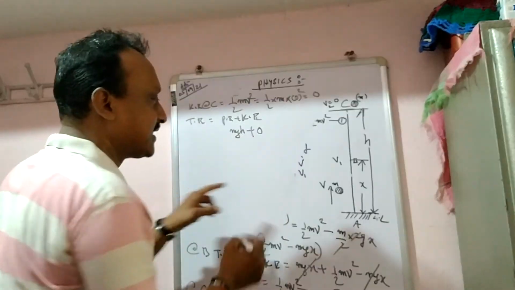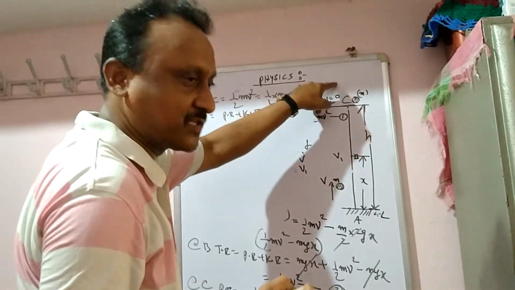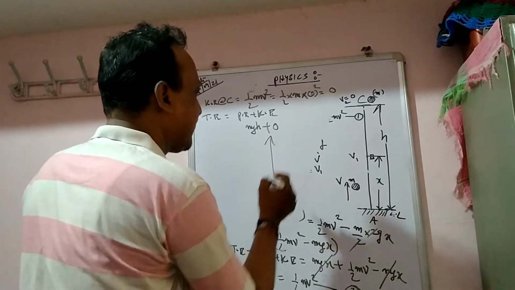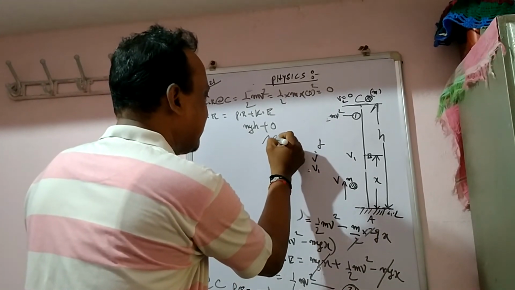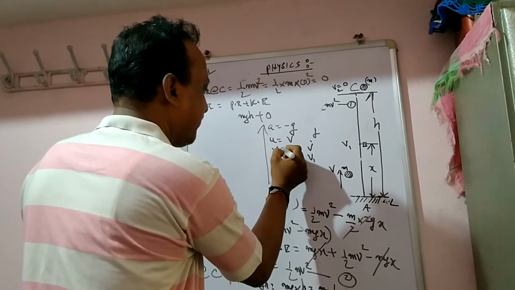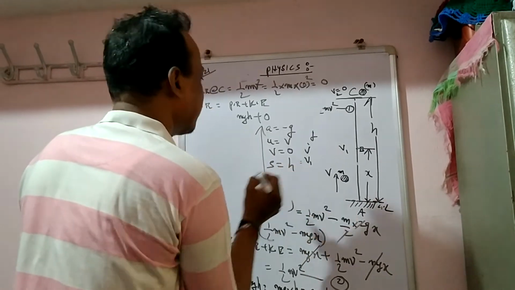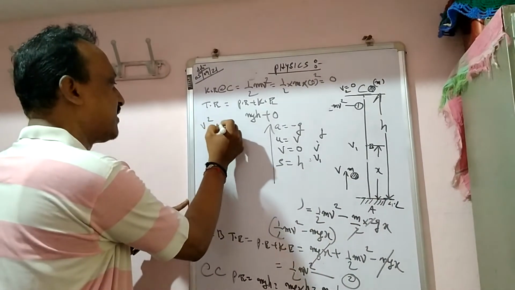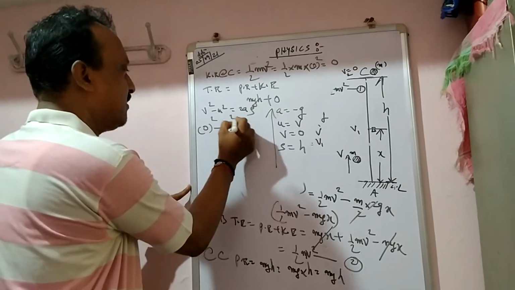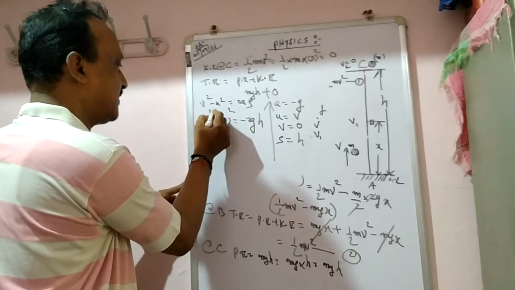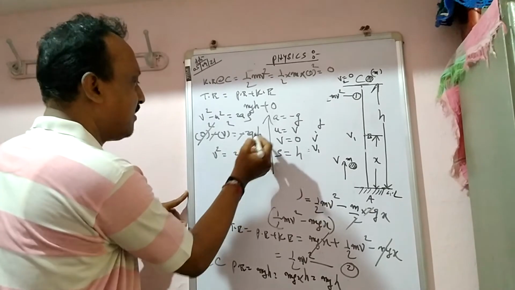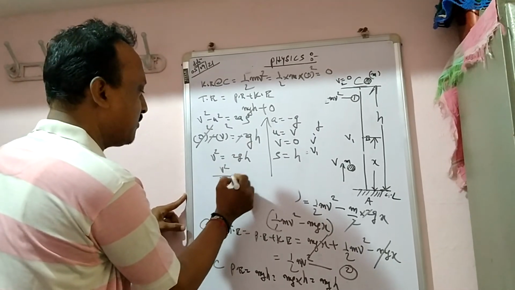But since the body has traveled from A to the highest point, there is a displacement of h. Therefore, you can calculate using the displacement equation like this. Acceleration a is equal to minus g, initial velocity u is equal to v, final velocity v is equal to 0, and s is equal to h. If you substitute into v square minus u square is equal to 2as, we get 0 whole square minus v whole square is equal to minus 2gh. Both sides minus gets cancelled. V square is equal to 2gh, or h is equal to v square by 2g.